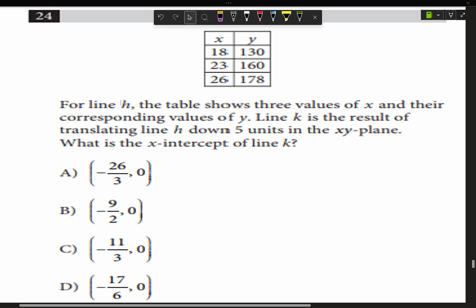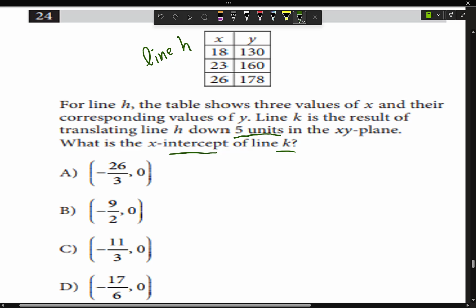All right, so we're going to go through questions 24 and 25 on this SAT math section. Number 24, for line H, the table shows three values of x and their corresponding values of y. Line K is the result of translating line H down 5 units. What is the x-intercept of line K? Okay, so this is line H, this table.